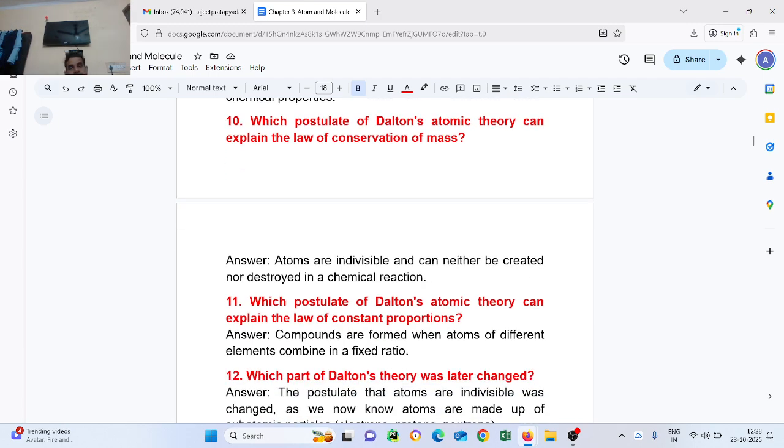Question number 11. Which postulate of Dalton's atomic theory can be explained with the law of constant proportion? Answer: compounds are formed when atoms of different elements combine in a fixed ratio.